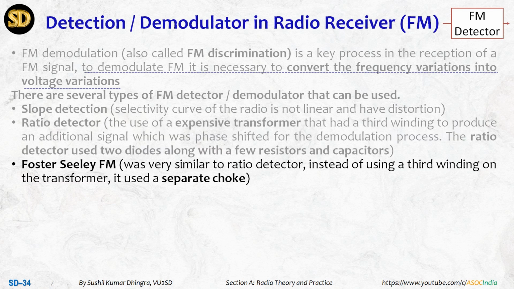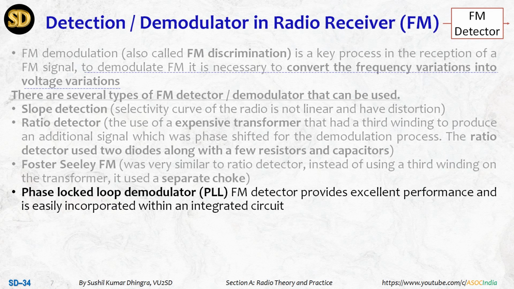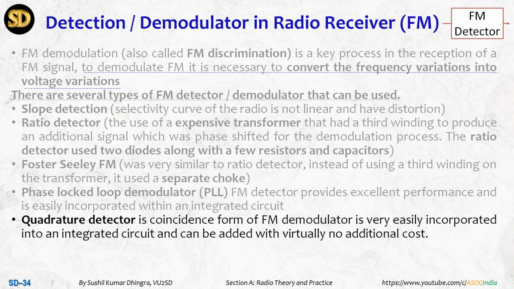And the third one is the Foster-Seeley FM detector. It is very similar to the ratio detector. Instead of using a third winding in the transformer, a separate choke is used to develop voltage across the choke. Almost the same. And there is one more technique, phase locked loop demodulation. This is very famous nowadays, very important, and has so many features and gives excellent performance. We can even create an IC also, but I have not seen examiners asking about PLL.